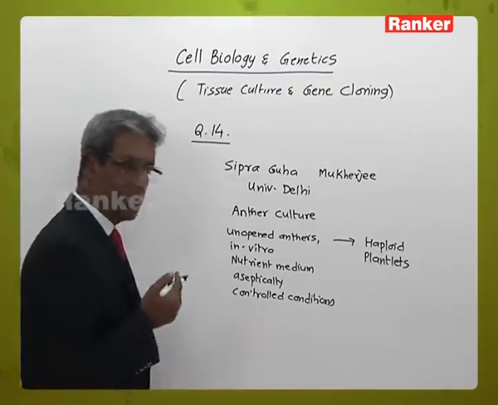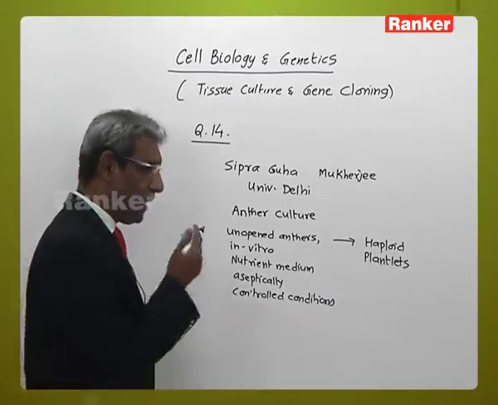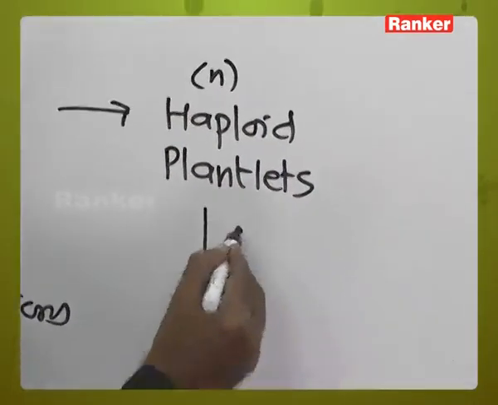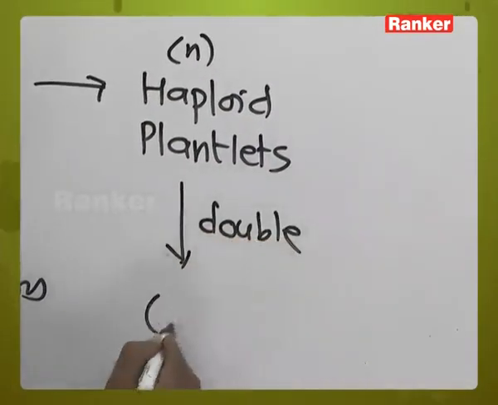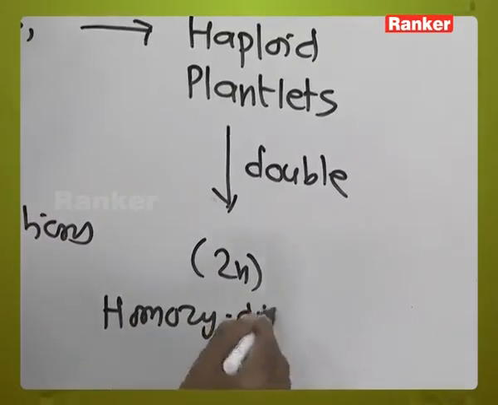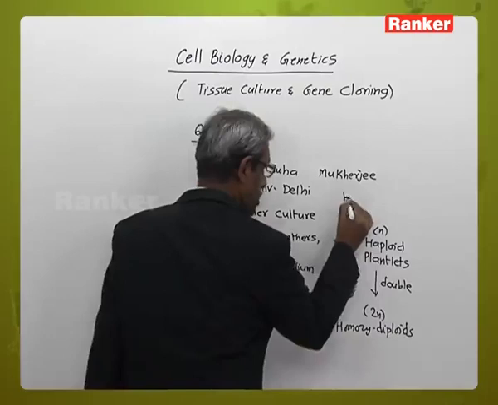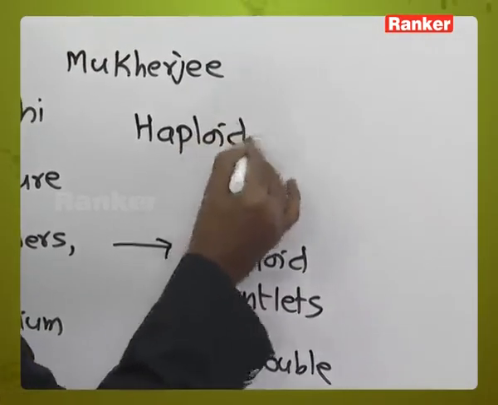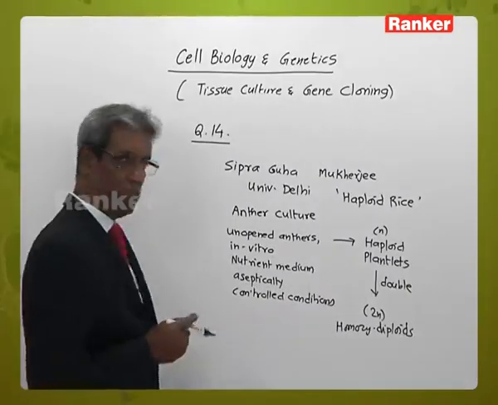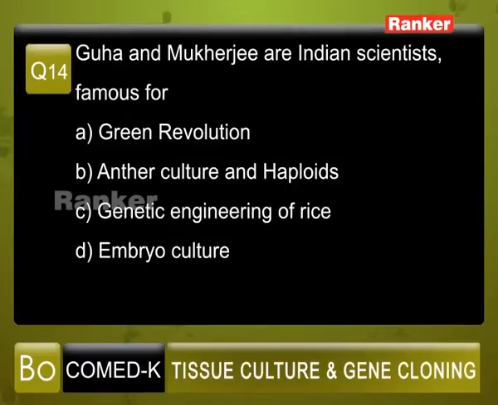Now, haploid plantlets are very important because we get anthers which are haploid. So, they will have n number of chromosomes and you can easily double them, so that you can get homozygous diploids. The very important application of this is production of haploid rice. So, Sipra Guha and Mukherjee are Indian scientists famous for anther-culture and haploids. The answer is B.